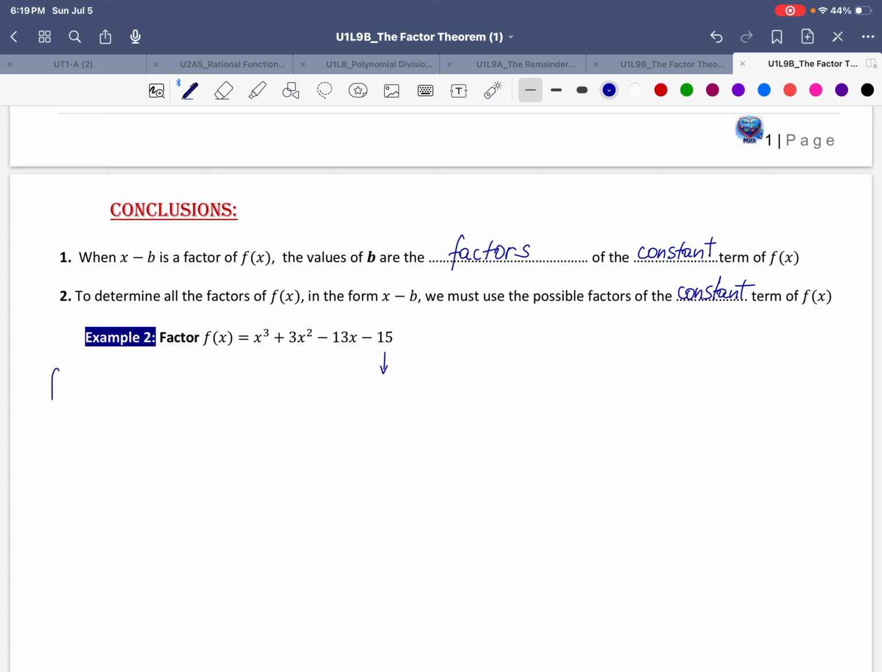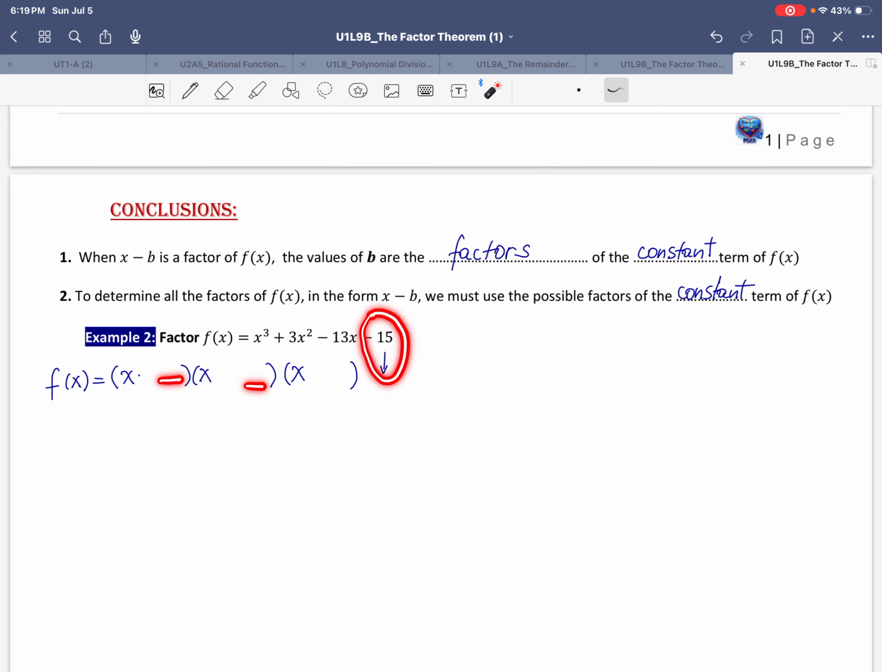Remember that f of x, since it is third degree, can have a maximum of 3 factors, and all 3 factors will have to start with the term x. And this is where x to the power of 3 will come from. In order to figure out the constant terms in each factor, we use the constant term of the polynomial, because the product of these constant terms will give the number -15, the constant term in the big polynomial expression.